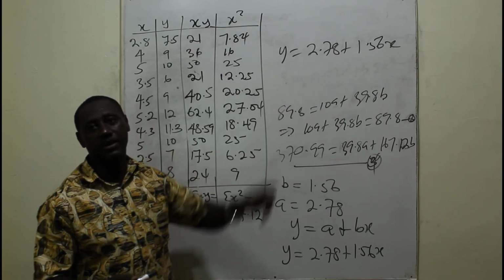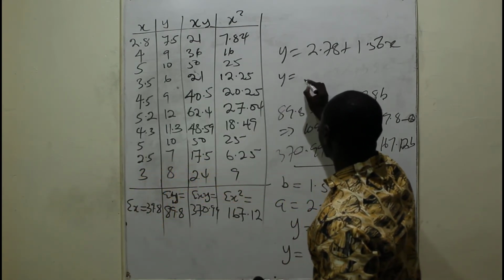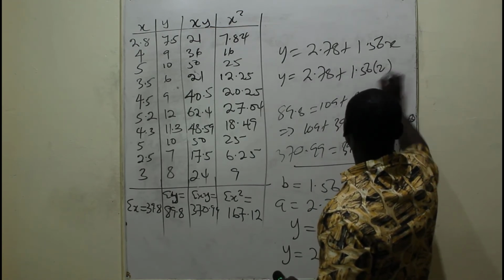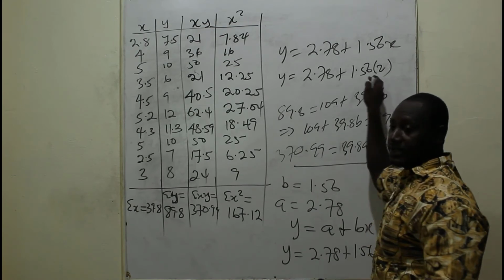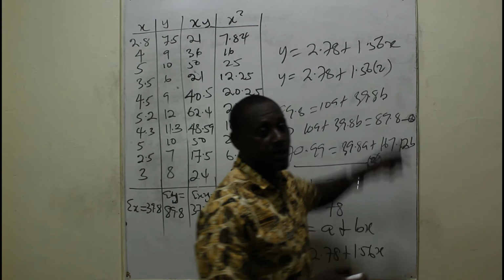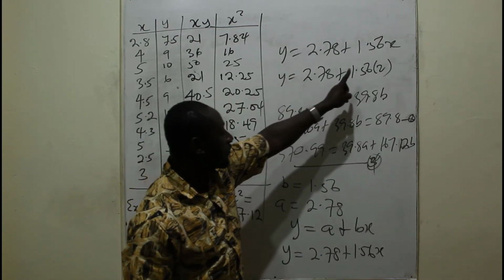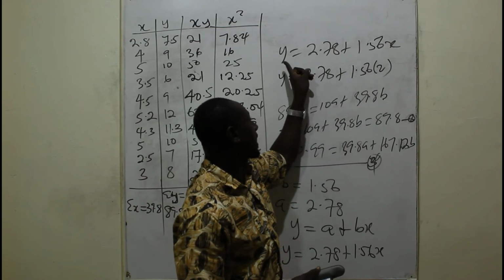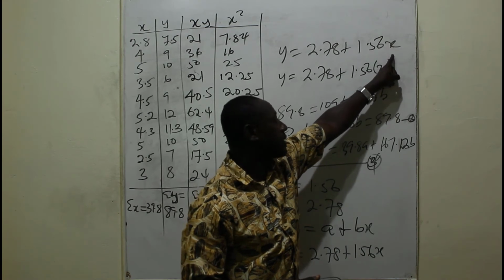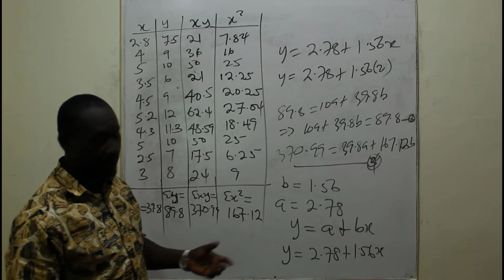What will be its corresponding value of y? If I substitute 2 for x, then I'm going to get 2.78 plus 1.56 times 2. When I do that simplification, the answer I get will be the y value. So when x is known, we should be able to use that to get y. That's why we are saying that before we can get y, x must be known. And so we use that to do prediction. And that is how we can do that.